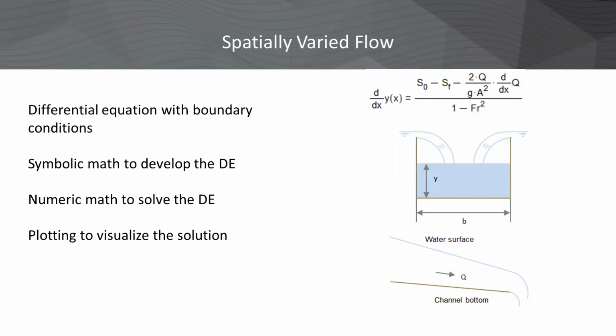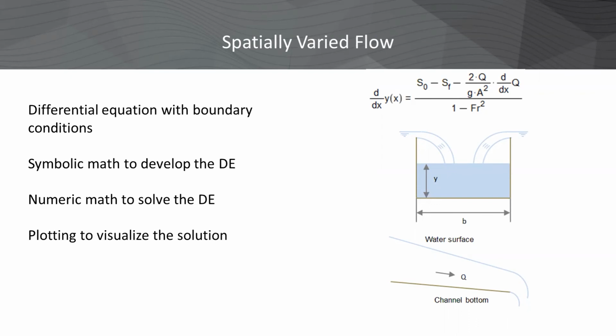On to the final calculation. Let's talk about spatially varied flow. That's open channel flow where the flow rate varies with longitudinal distance. And there are many examples. The eaves troughs that you probably have attached to your house are examples of open channel flow.